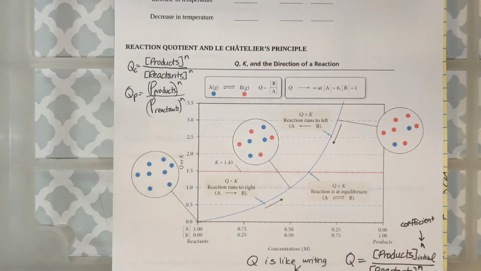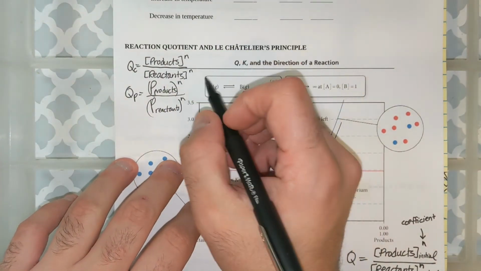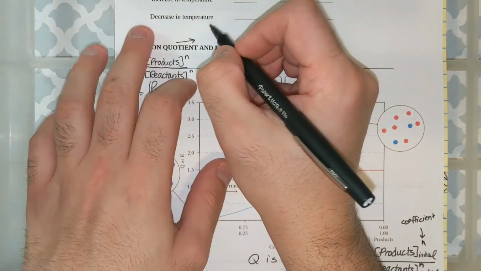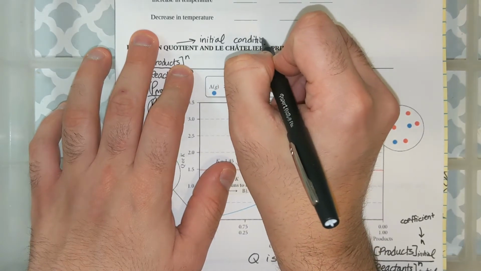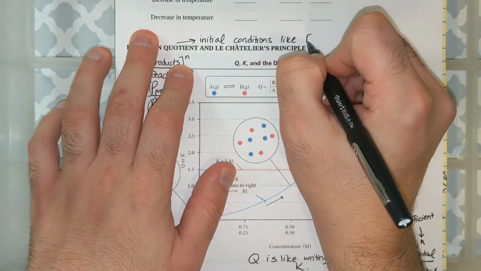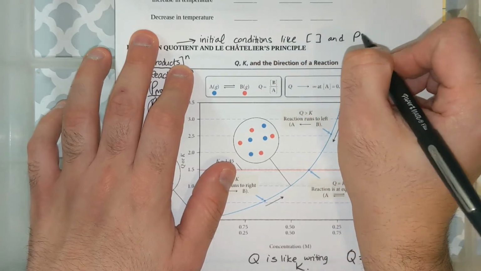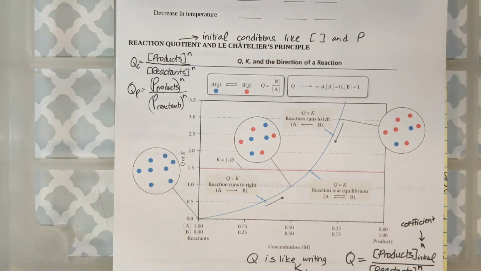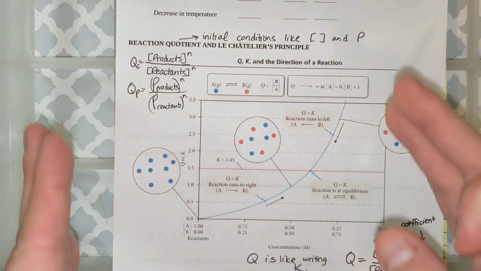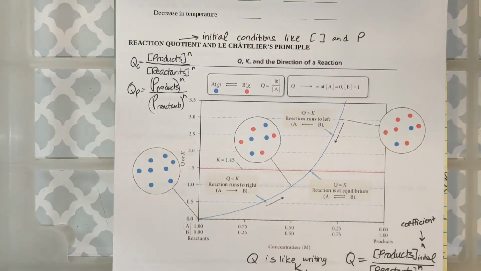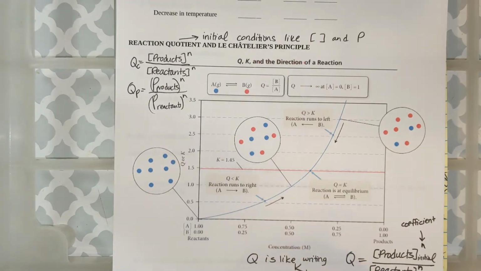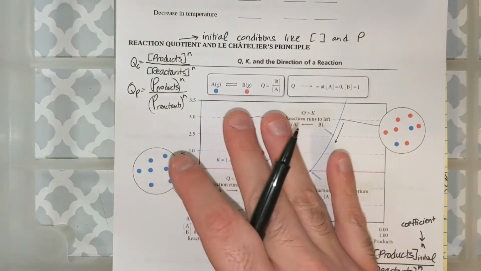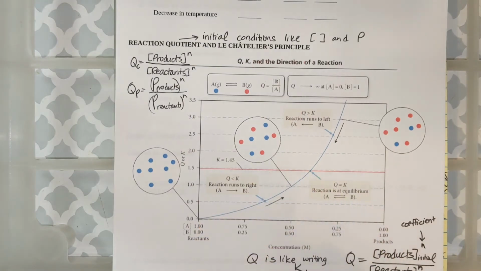Now, Q, the reaction quotient, is usually a set of initial conditions, like concentrations and pressures. If I have an initial amount of all reactants and products, I could solve for my reaction quotient Q and see which direction that reaction will have to go in order to reach equilibrium.